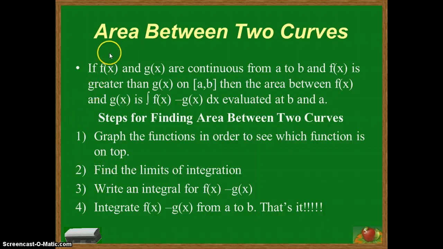Alright, let's talk about how to find the area between two curves, okay? Well, there's a theorem that says if f of x and g of x are continuous from a to b, and f of x is greater than g of x on the closed interval ab, then the area between f of x and g of x is the integral of f of x minus g of x. This implies that f of x is on top of or greater than g of x. And we would evaluate this at b and a.